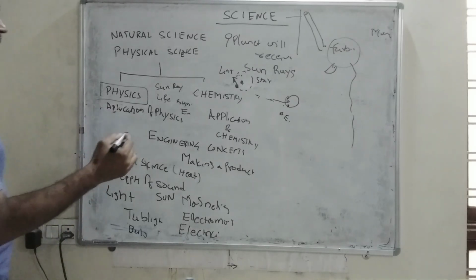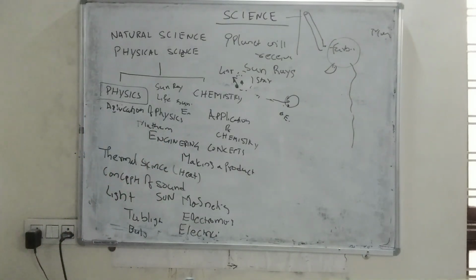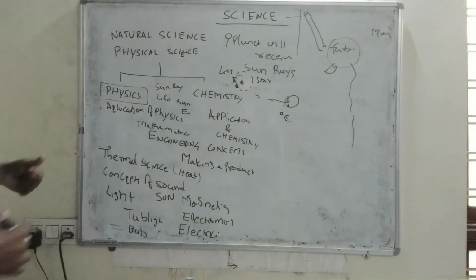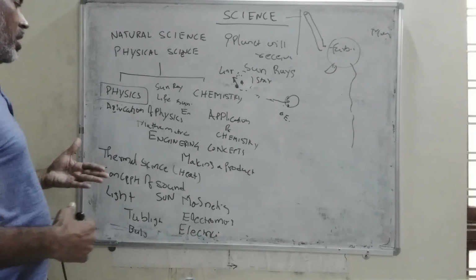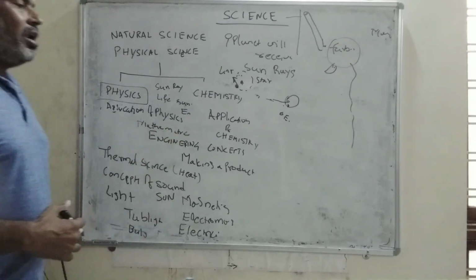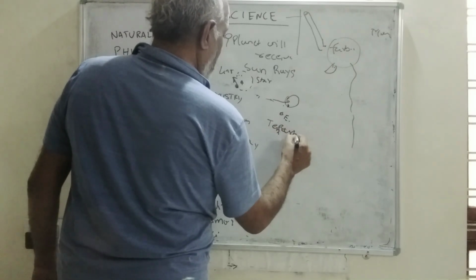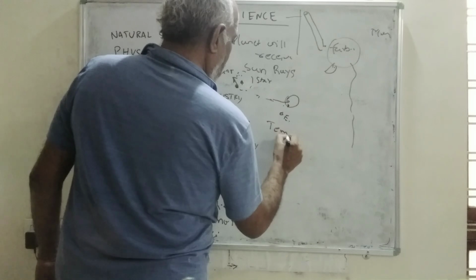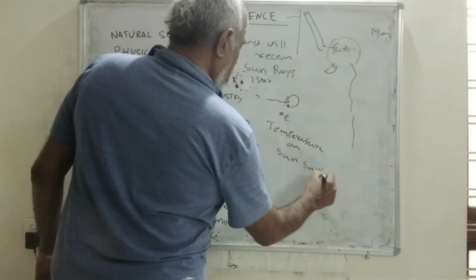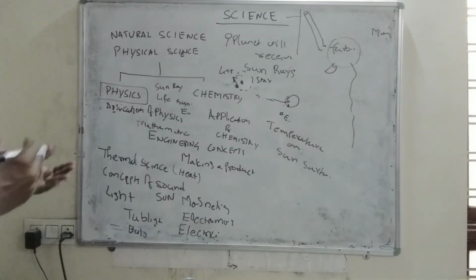And all the concepts are based upon mathematics. That means the conclusions which we make in physics are mathematical conclusions. The observed phenomenon is the source of investigation, and the conclusion of the particular observation will be based on mathematical equations, like what is the temperature on the sun surface. How can you think about what's happening inside the sun? So these all come under physics and advanced physics.